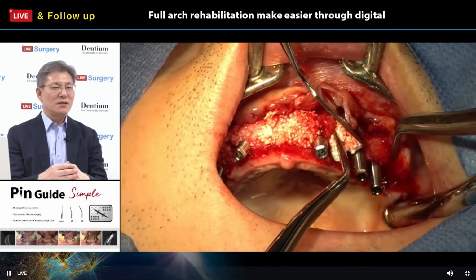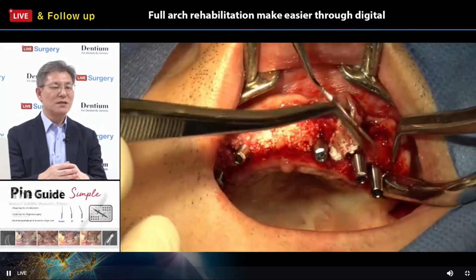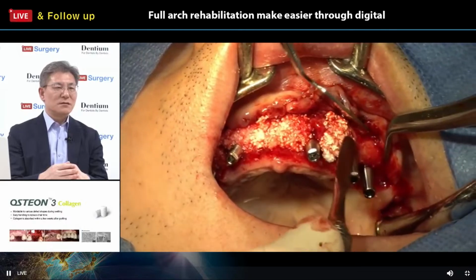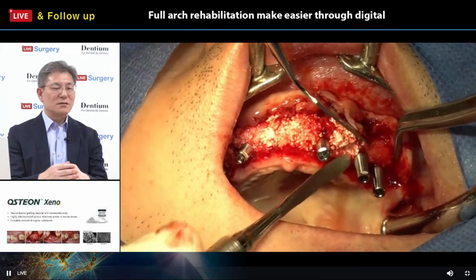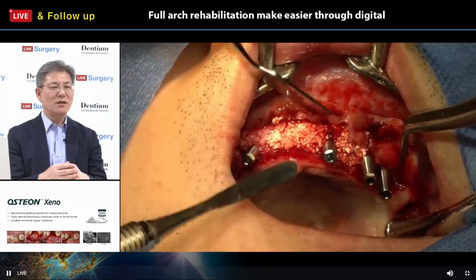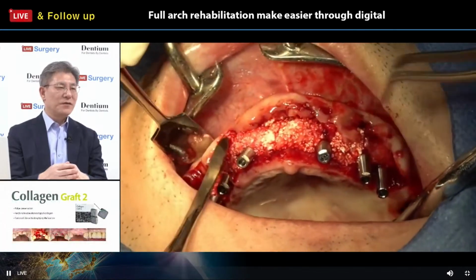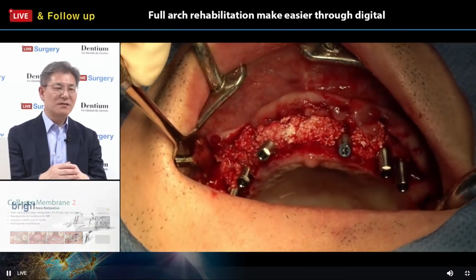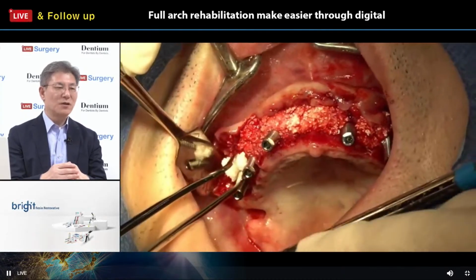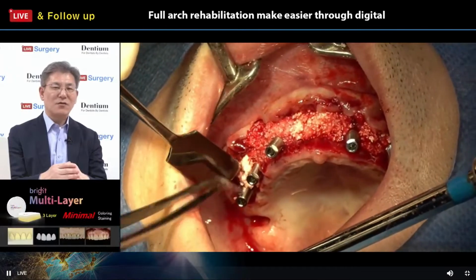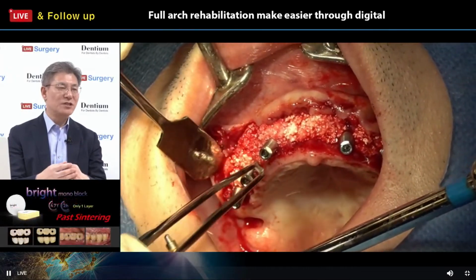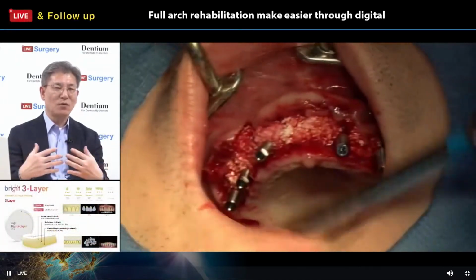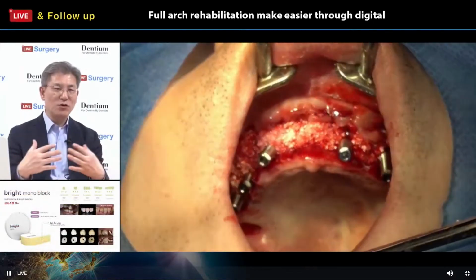Okay, and the defect is filled with Osteon 3 collagen. The connected defect with the implant fixture is filled with the Geno collagen, and just a solitary defect and solitary socket is filled with Osteon 3 collagen. Why? Osteon 3 collagen comes from alloplastic material. It has a much better performance in maintaining the bone volume.